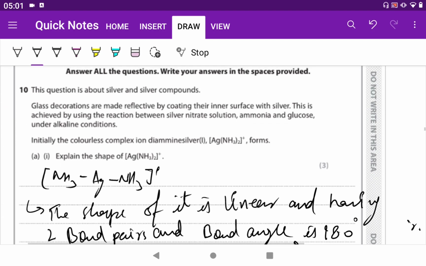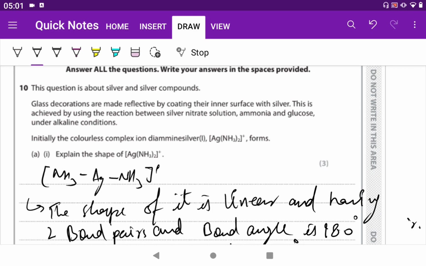Now section B. This question is about silver and silver compounds. Glass decorations are made reflective by coating their inner surface with silver. This is achieved by using a reaction between silver nitrate solution, ammonia and glucose under alkaline conditions. Initially, the colorless complex ion diamminesilver(I), Ag(NH3)2+, forms.